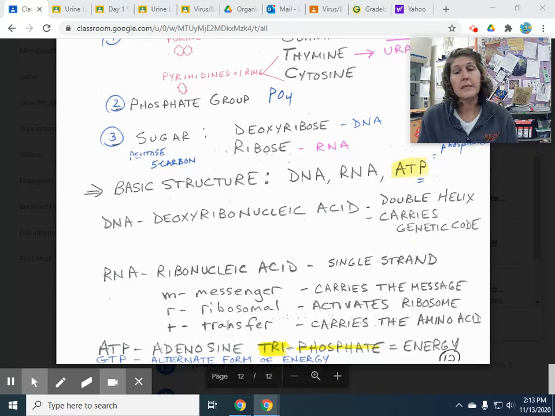If we're talking about ATP, we have adenosine triphosphate. There is my nitrogen base. I've got some sugar in there, and I've got some phosphates. The more phosphates you have, the more energy you have. GTP is just an alternative form of energy. It's guanine triphosphate. So once again, it's just a different nitrogen base within that.